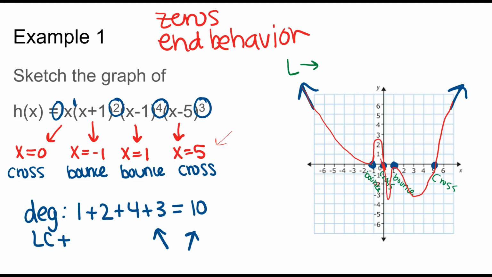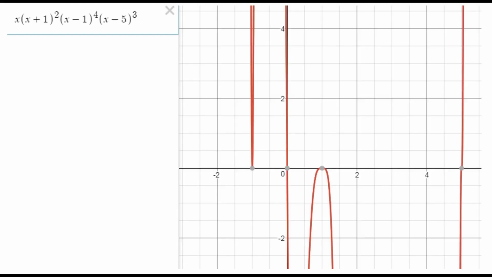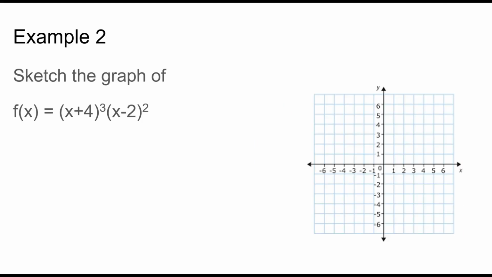Let's take a look at what actually happened when I graphed it in Desmos. Pretty close, but not perfect. We'll try another one together. Sketch the graph. So we need our zeros and our end behavior. So we'll start with our zeros.